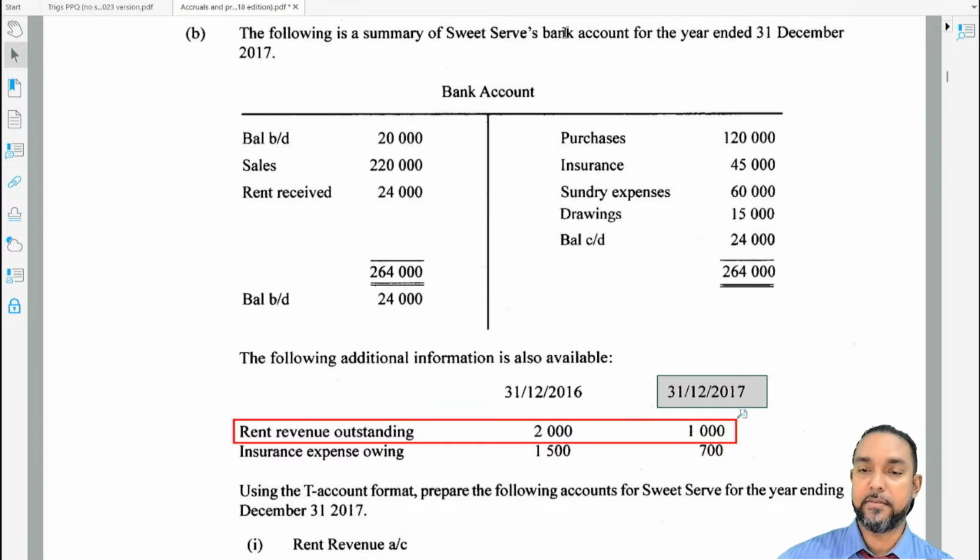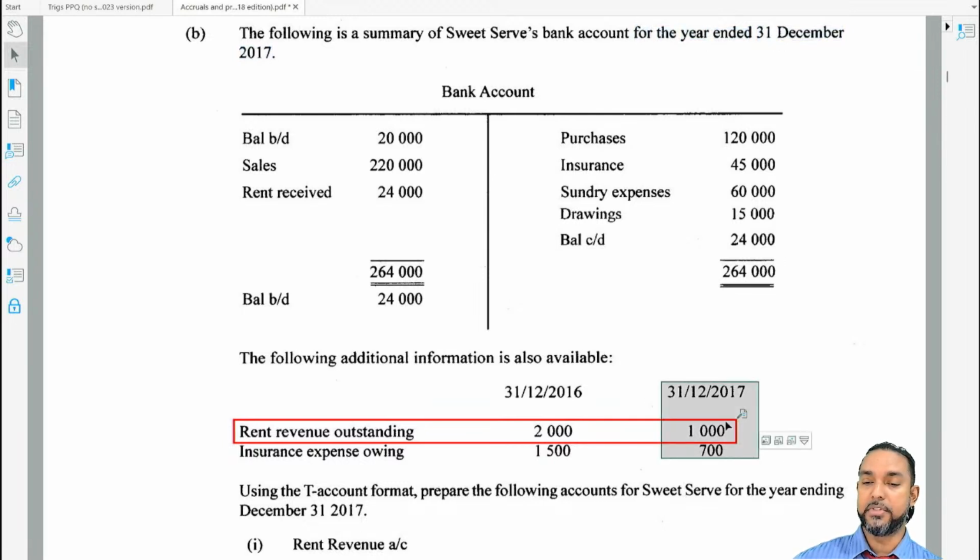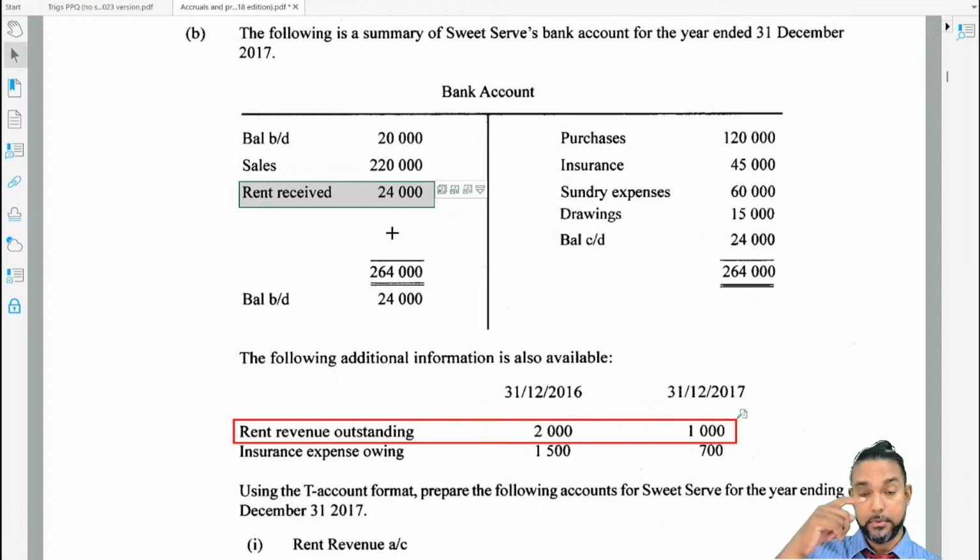Now we are looking at the information for the year ended 31st December 2017, right? So this column here clearly holds the ending balances, and this column here clearly holds the opening balances. So rent revenue outstanding. Outstanding is another word for accrued. So 2,000 was accrued at start, 1,000 at end, and the rent received was 24,000. So this is a little different from what we did, because in the questions we did, we had to find the closing balance. Here we have the opening, we have the closing, and we have the bank figure, the cash book figure. So what's missing? The income statement figure.